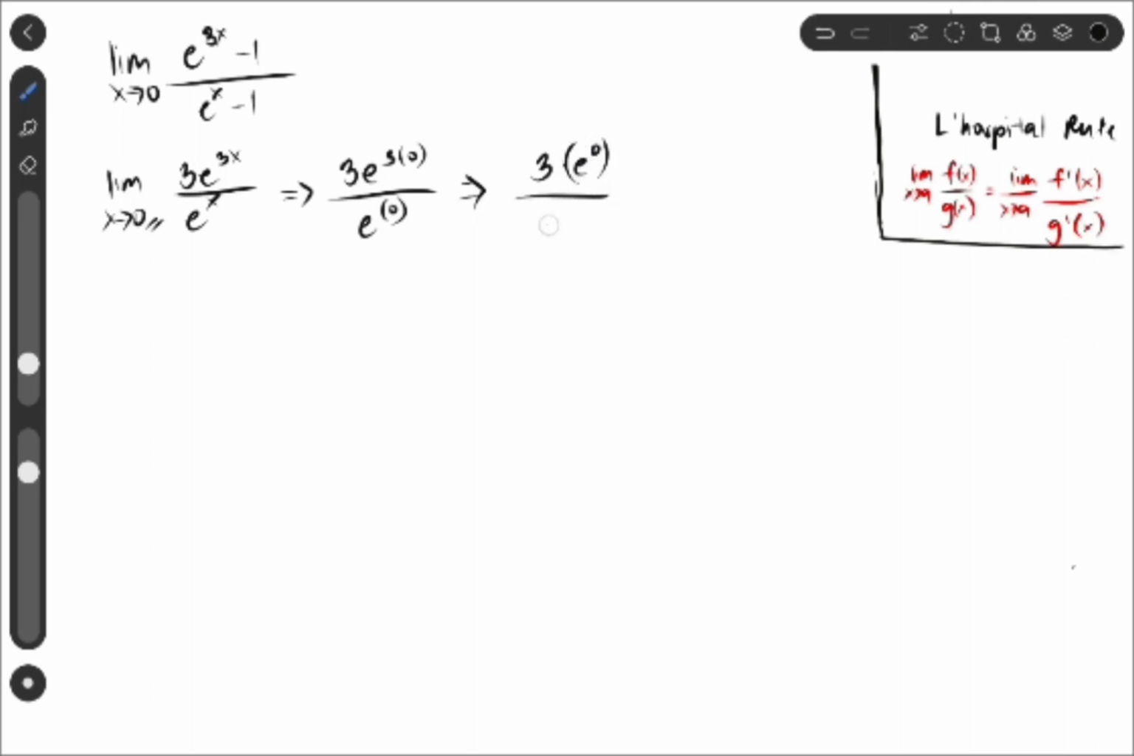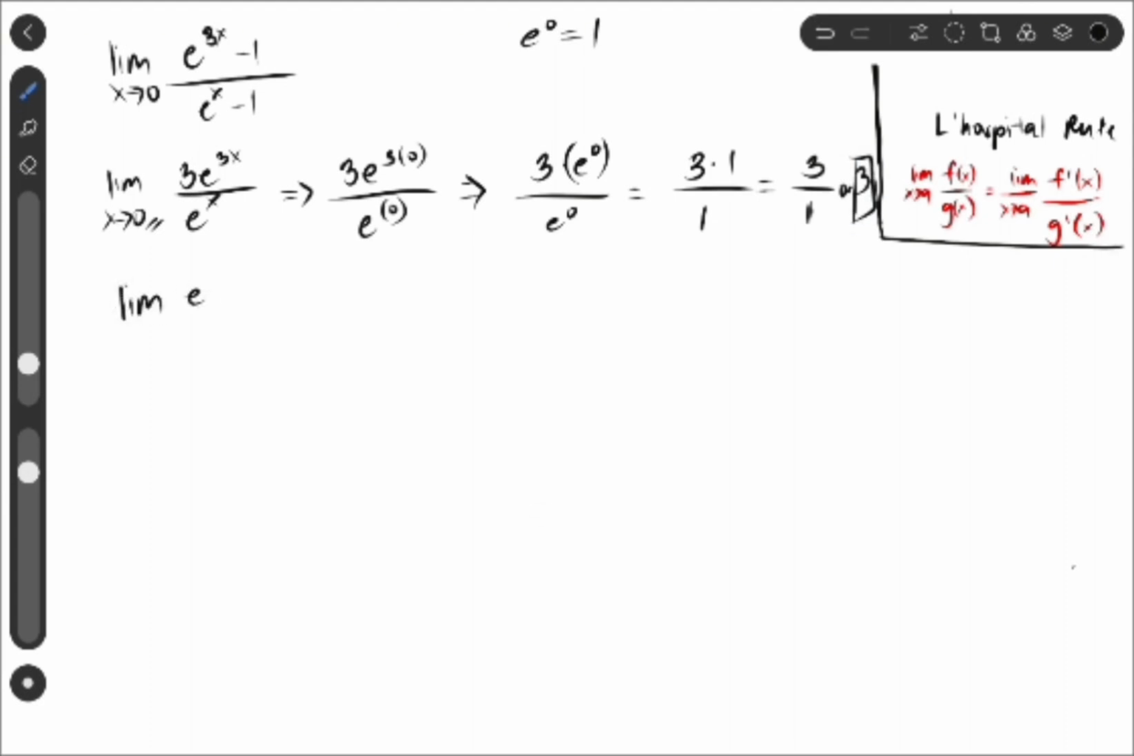So here we use the power rule that anything raised to 0 is 1. Now we can replace e raised to 0 with 1. And then we have 3 multiplied by 1 in the numerator and 1 in the denominator. And that's it. 3 over 1 is equal to 3.